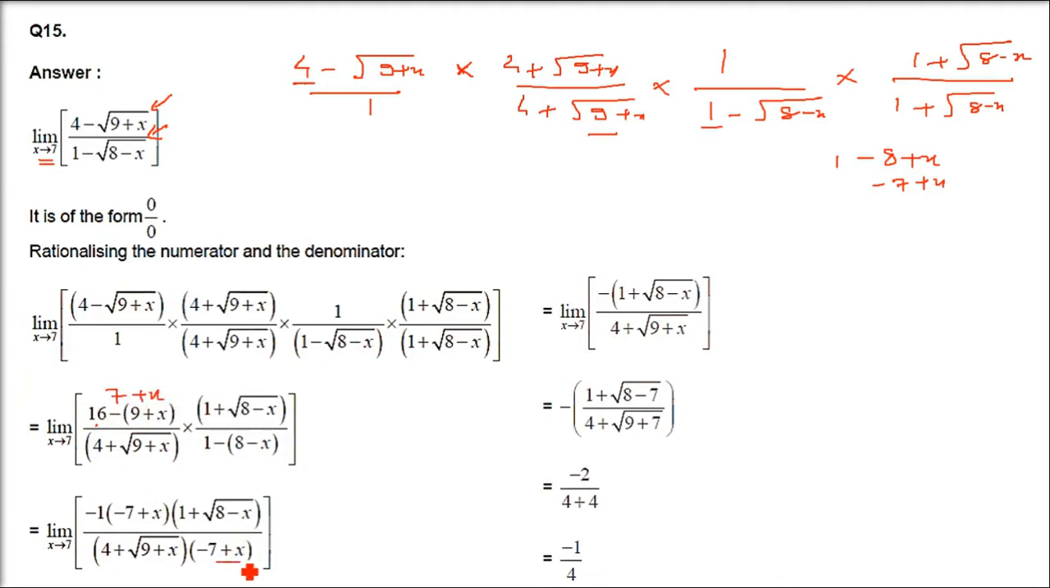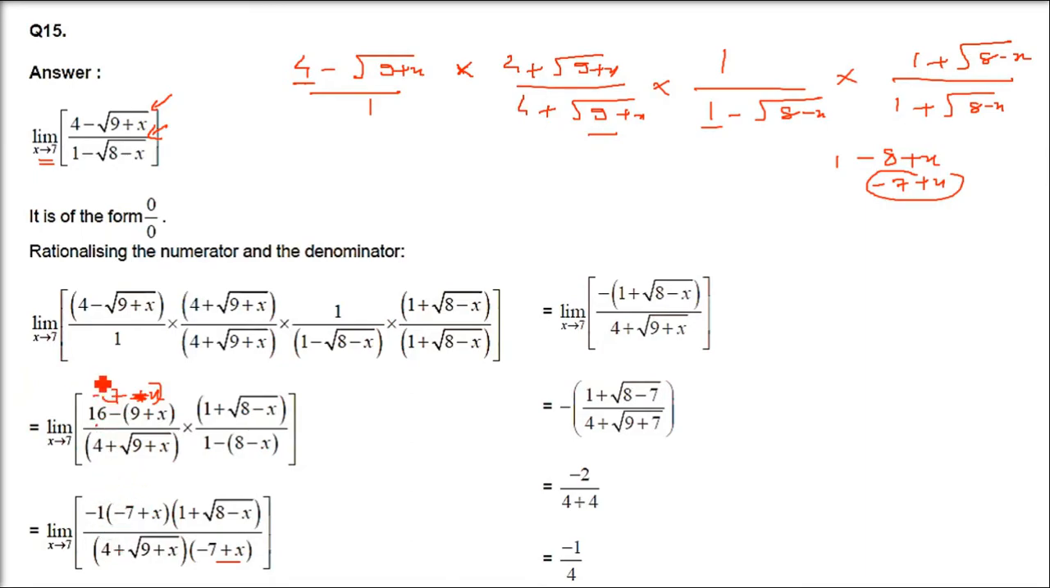Okay, in the denominator you have minus 7 plus x. So you can take a negative common and then you can cancel out this x minus 7. Okay, numerator and denominator can be cancelled out. So I am taking negative common from here. Either you can take negative from the denominator or the numerator, it doesn't matter because it will be the same.